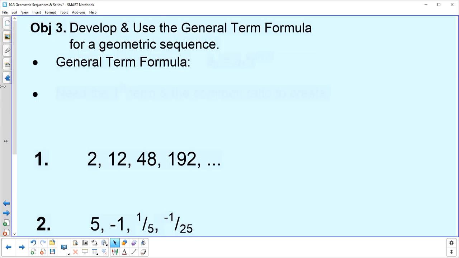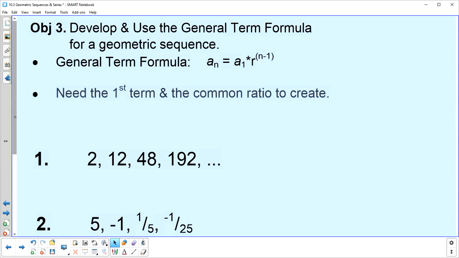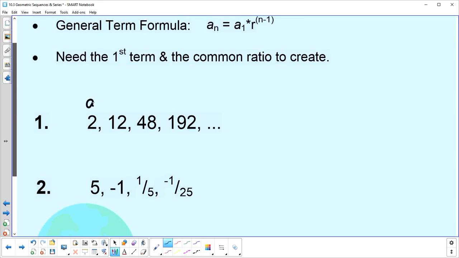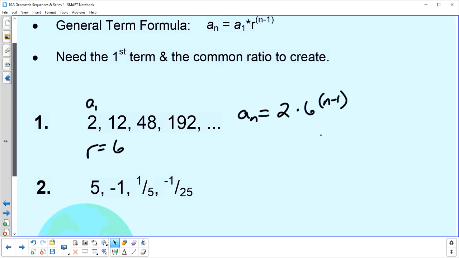Okay, next piece then, if we were going to come up with a general formula, a sub n, a general term, is always going to be your first term times whatever your common ratio is to the n minus 1. So if we're writing this, we always need our first term and the common ratio. So here you can see in this first example we know the first term, and we can find our common ratio by saying 12 divided by 2 is 6. So our general formula here, a sub n would equal 2 times 6 to the n minus 1.